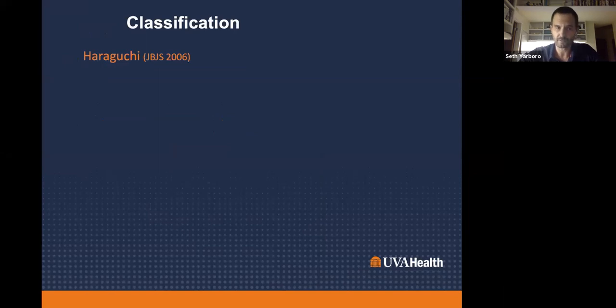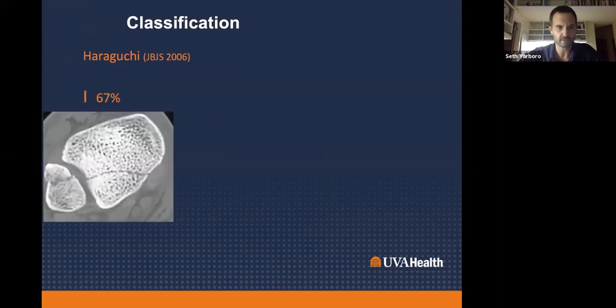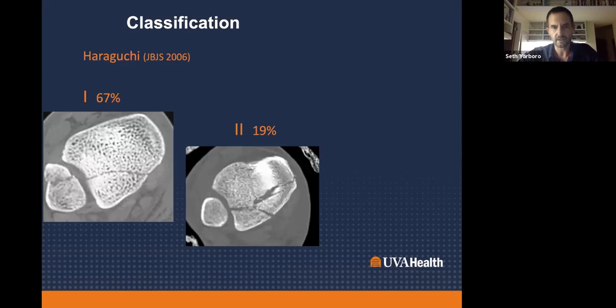So what's more important than the size, based on whatever measurement, CT, plain x-ray, ballpark guess, is the morphology. So think about classification. Haraguchi type 1 is exactly what you expect to see. It's a posterolateral clean fracture fragment, maybe has a bit of impaction at the fracture line, but that's the standard one, and that's about 2/3 in the Haraguchi series.